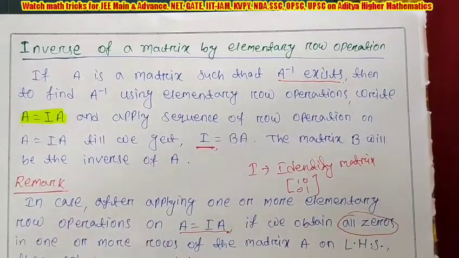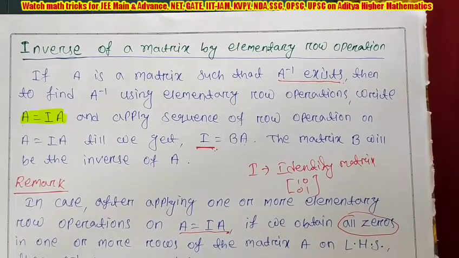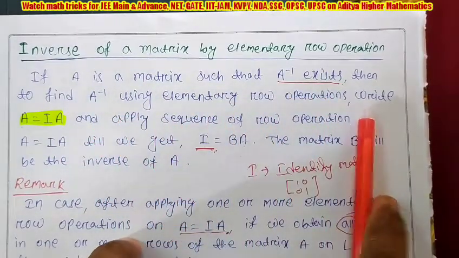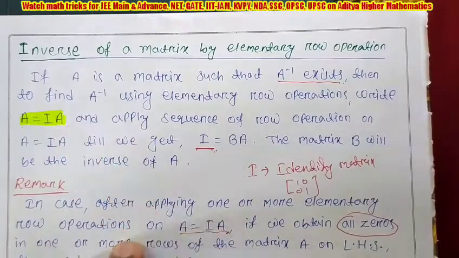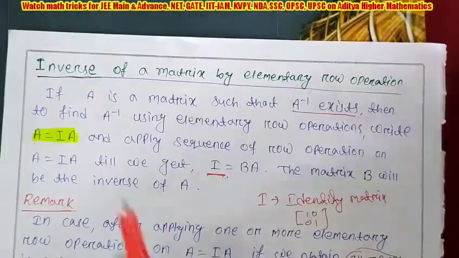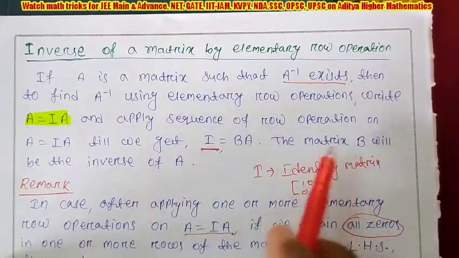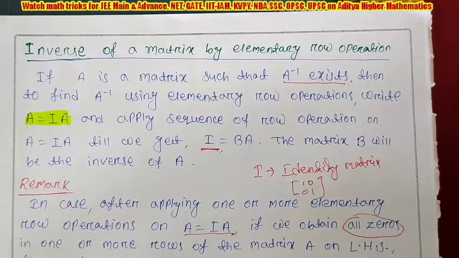If A is a matrix such that A inverse exists, and also note that the inverse of only square matrices exists, and out of these square matrices there are some matrices whose inverse may or may not exist. In the remark I will say what this case is, but here I am assuming that A inverse exists. Then to find A inverse using elementary operations, write A equal to IA, because we know that I multiplied by any matrix gives us that matrix only. So we can write A equal to IA, and we apply a sequence of row operations on A equal to IA.